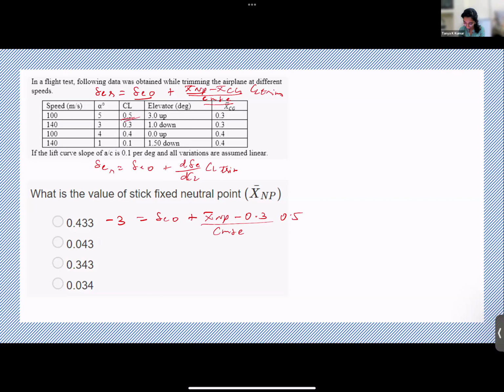Now let's write it for the second point. 1 degree upwards. So minus 1 is delta E naught plus x bar np minus 0.3 by Cm delta E into 0.3. Now let's try solving these 2 equations to get another equation. Just subtract the second equation from the first one. What do you get? Here you'll get minus 3 plus 1 is minus 2.